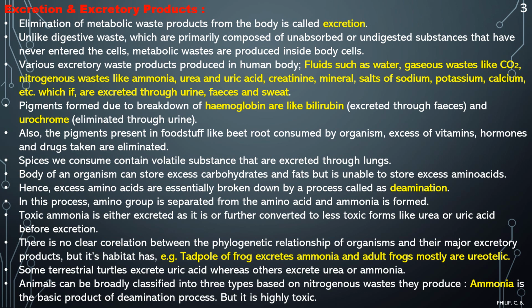Further, pigments formed due to breakdown of hemoglobin are bilirubin, which is excreted through the feces, and urochrome, eliminated through the urine, which also give the coloration to feces and the urine.